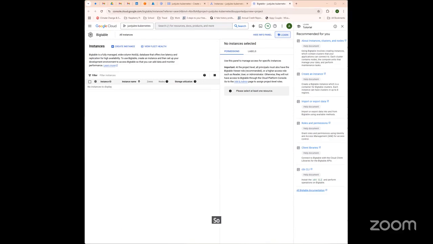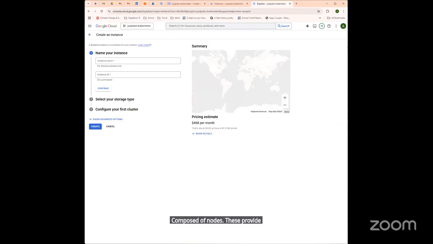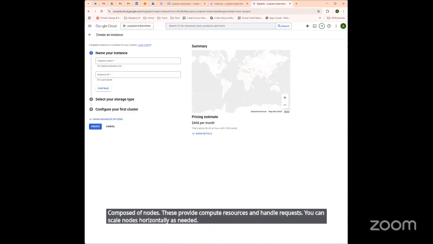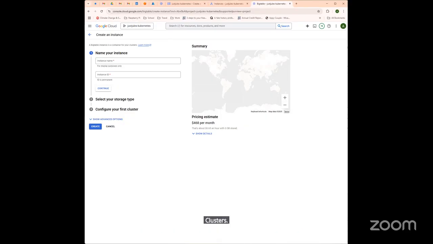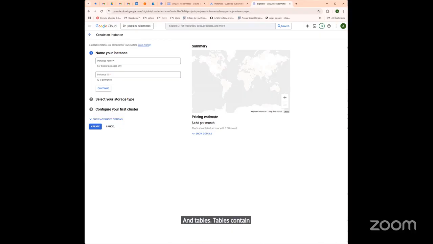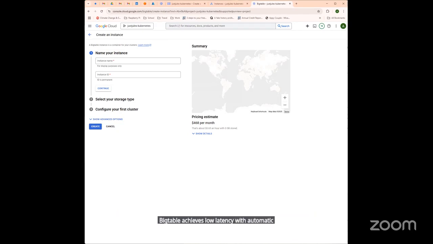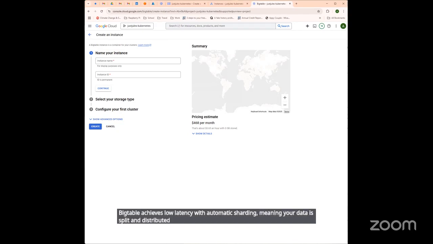So a little bit of a deep dive. Each Bigtable instance is composed of nodes. These provide compute resources and handle requests. You can scale nodes horizontally as needed. Clusters, each instance can have one or more clusters in different regions for geographic redundancy. And tables. Tables contain your row-keyed data and column families. And then a storage layer. This handles data durability, compression, and availability. Bigtable achieves low latency with automatic sharding, meaning your data is split and distributed behind the scenes without your intervention.